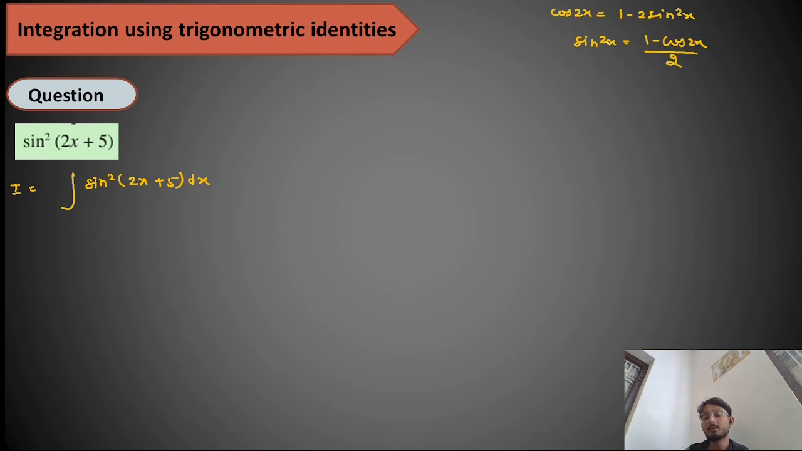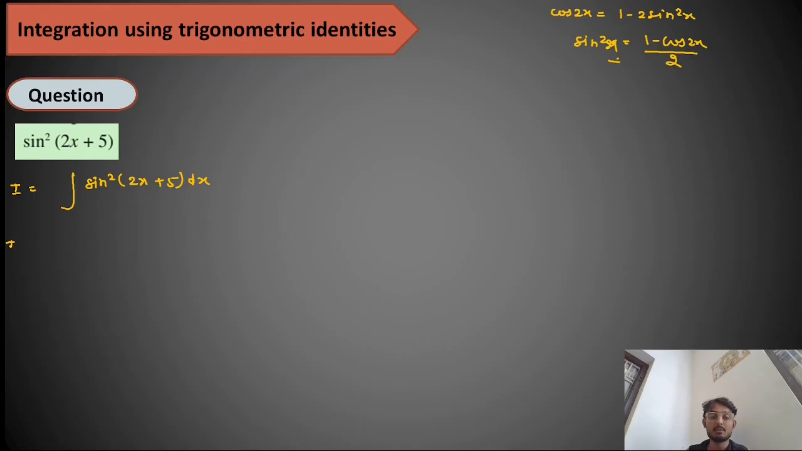It means if here is x, then you will get twice that of the term in x. That means here x you will write as 2x, if here 2x you will write as 4x, and here 4x you will write as 8x. Okay. So here is sin square 2x plus 5.